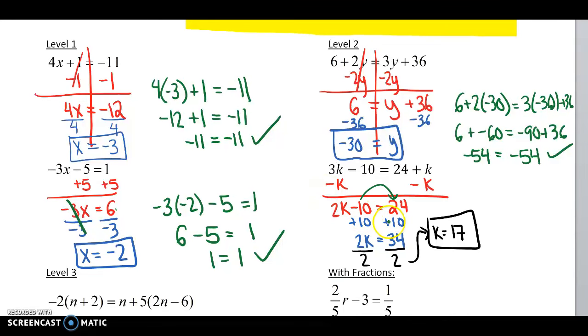So to undo minus 10, I add 10 to both sides. I get 2k equals 34. Now I had a 2 in front of the k, 2 times k. To undo that, I have to divide by 2. Whatever you do to one side, do to the other. You get k equals 17.